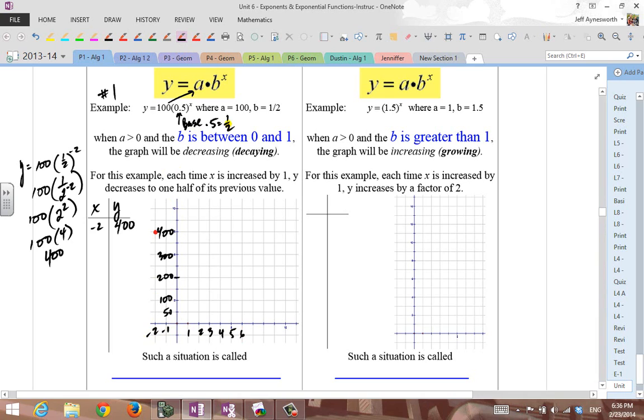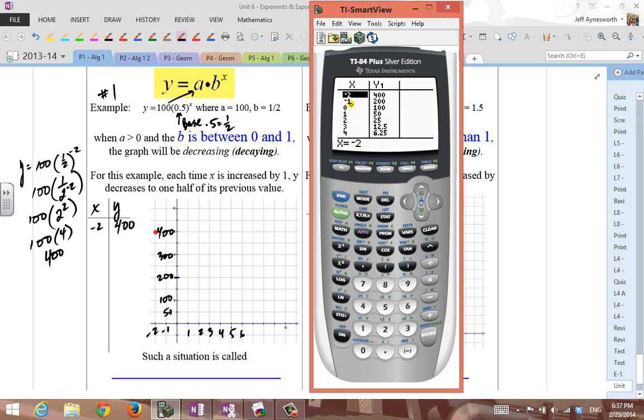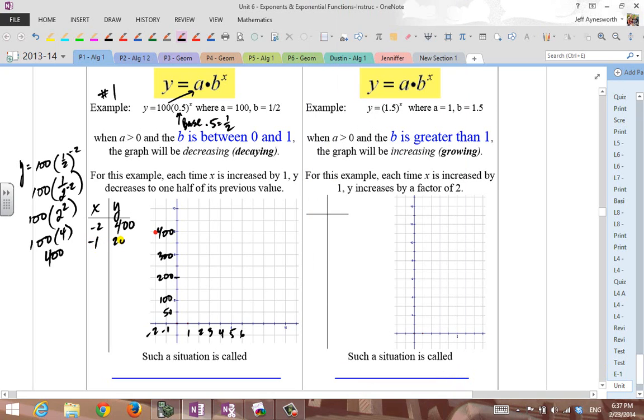Now, with a base of 1/2, the next y value is going to be half as much. That's why the y value for x equals -1 is only 200, because half of 400 is 200. Half of 200 is 100, and so on. So for -1 here, we get 200. Again, divide by 2 here because the base is 1/2. At x equals 0, we have half of 200, or 100. At x equals 1, we have half of 100, which is 50.